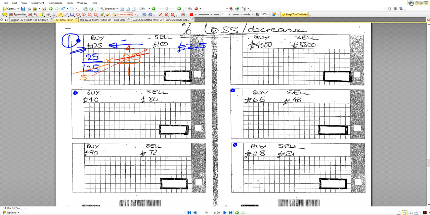So let's try cancelling again, this time vertically. Let's put a different color. Okay, let's go for purple. 5 divided by 5 is 1, and 25 divided by 5 is 5. So this one is simple. We're left with 5 times 4 on the top, so we can multiply it out to finish off the question. 1 times 1 is 1, 5 times 4 is 20, and 20 divided by 1 is still 20%.